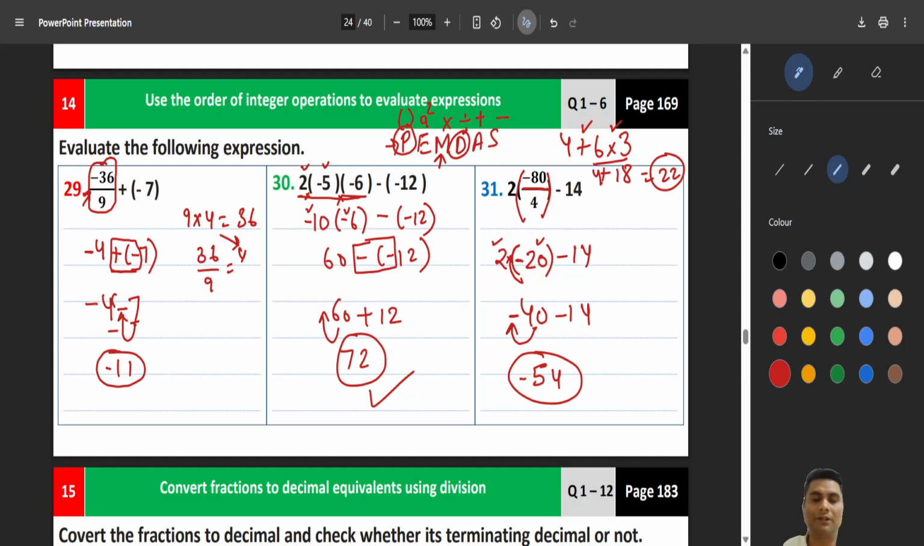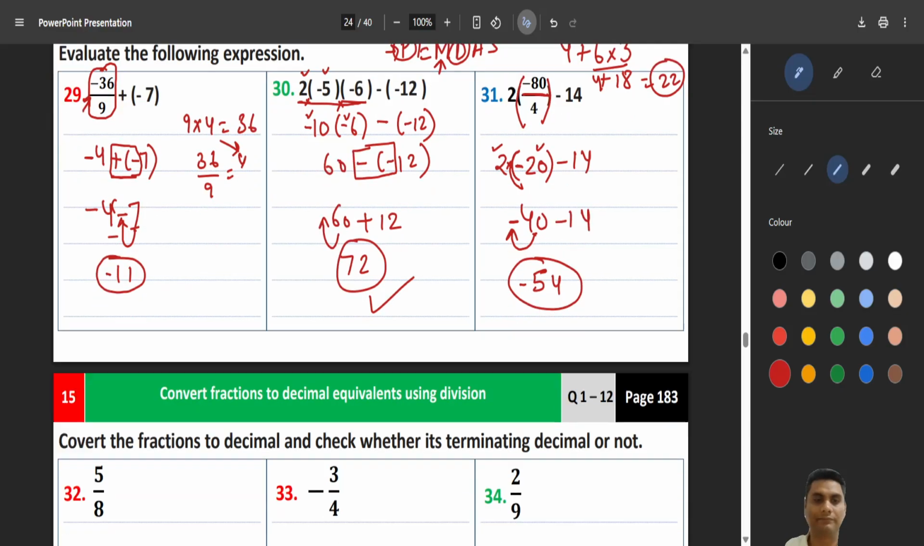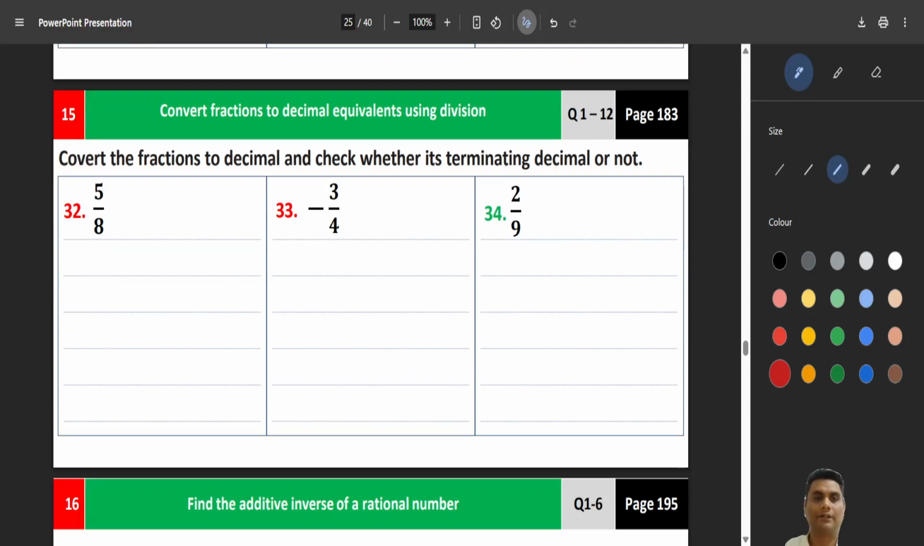These are the rules, okay, with which you can do plus, minus, divide and multiply. Next we are on question number 15 now. Okay, question number 15 and 32 in my list. What do we have to do? Convert the fractions to decimal and check whether they are terminating or not.